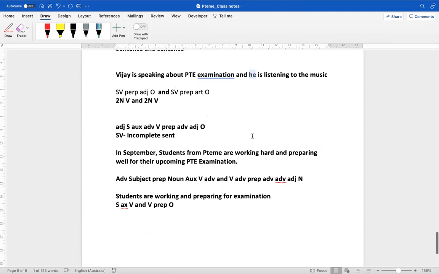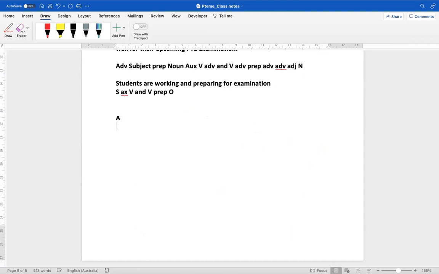Right. So what are the article rules? Articles are nothing but a, an, and the. For a and an, we simply say a always associates with consonant sounds. So what are consonants? B, C, D, F, G, H, J, K, L, M, N, P, Q, R, S, T, V, W, X, Y, Z. So these are consonants. What are vowels? A, E, I, O, U.